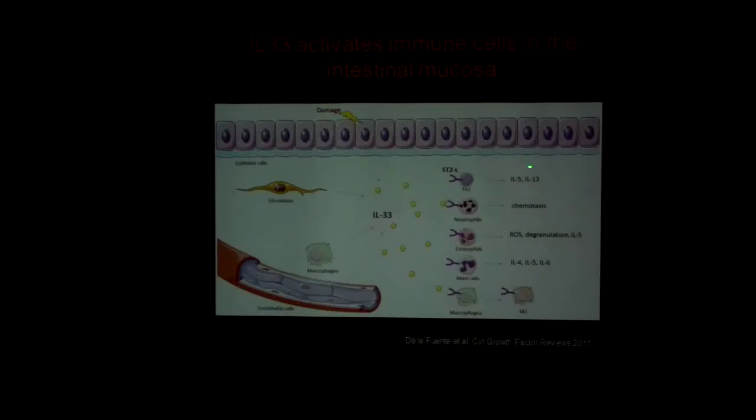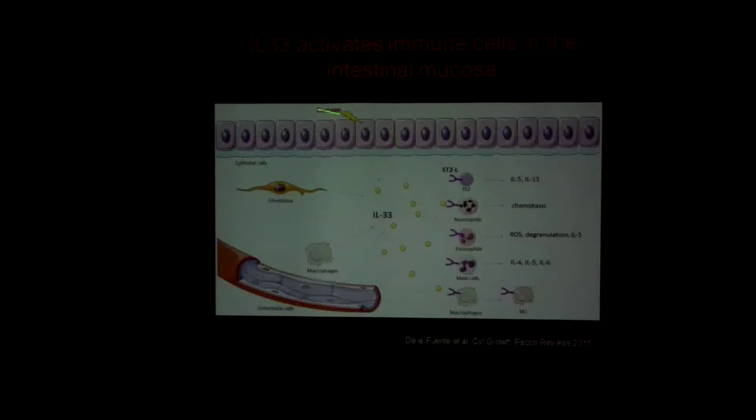For example, it recruits many inflammatory cells from the periphery, like T helper cells, neutrophils, eosinophils, mast cells, and macrophages, not only from the circulating bloodstream, but resident cells can also be activated through this receptor that is present in the membrane, and it induces many chemokines and cytokines production and activation of these cells in the intestinal mucosa.